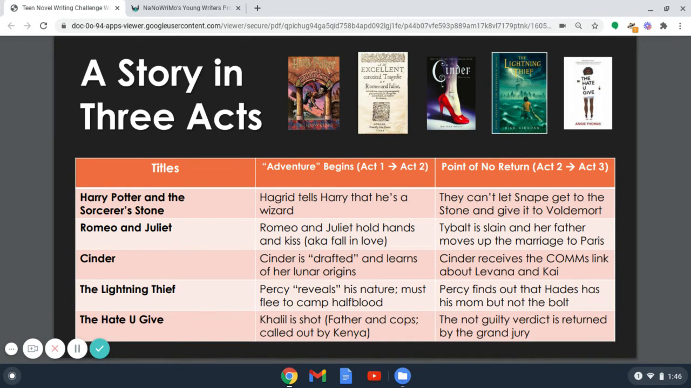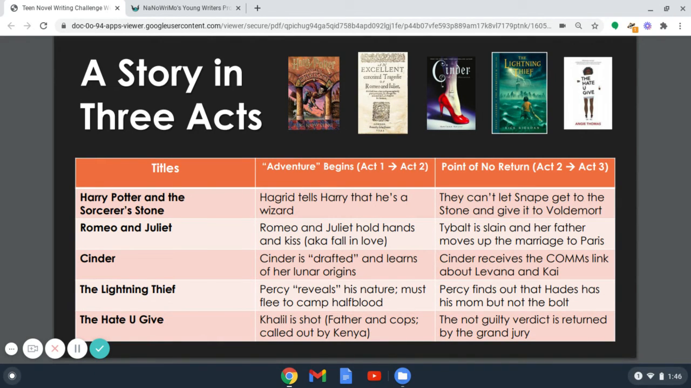But if you look at Harry Potter and the Sorcerer's Stone, the moment that his adventure truly begins is when he is told that he's a wizard. All these weird things have been happening, and it's kind of like he has no real agency in that part of the story. He's just kind of waiting for something to happen, and then he finds out he's a wizard. And this whole adventure begins.